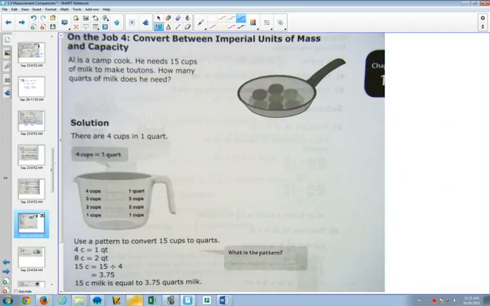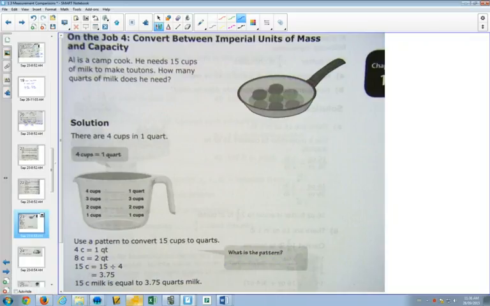Al is a camp cook. He needs 15 cups of milk to make teutons. What are teutons? Has anyone ever heard of that? No. Okay. Well, they must be delicious. How many quarts of milk does he need?